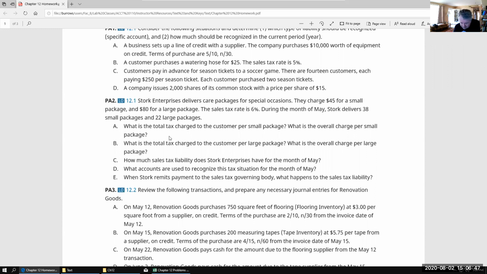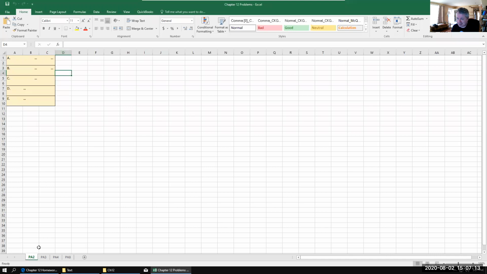And then the third one is about adding up all of those, 38 small packages, 22 large packages. What is that sales tax liability? So you want to add it up for all of those in total. And part E is just a question that you will have to answer. Okay, now we'll move on. Here they are. You just plug in your answers here.